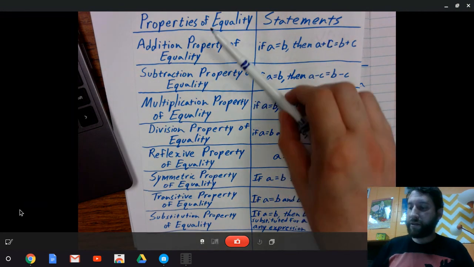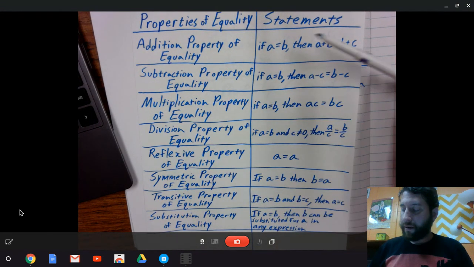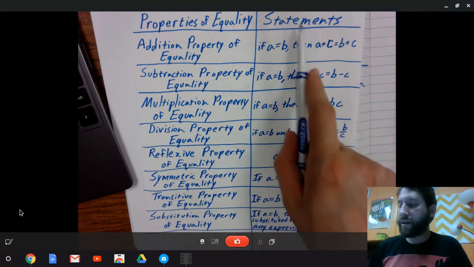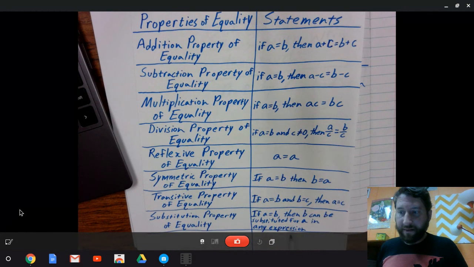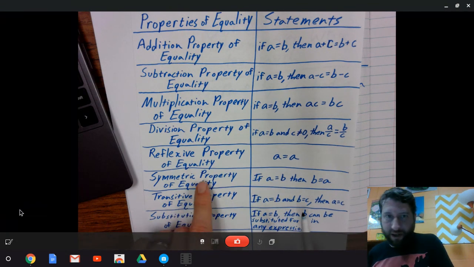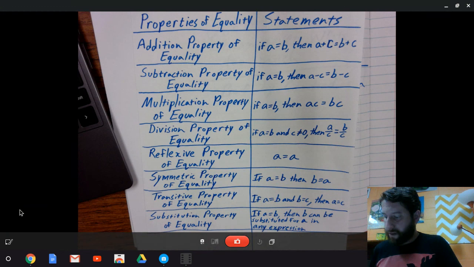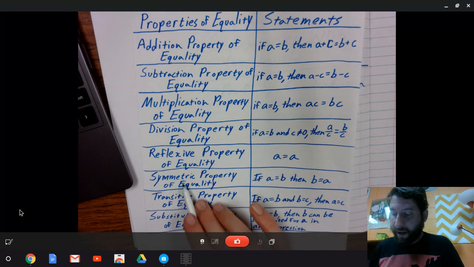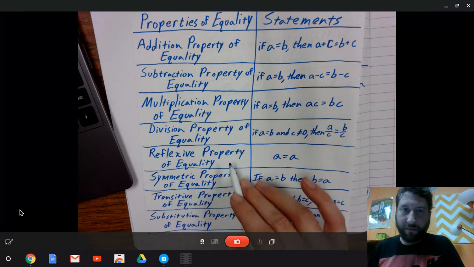So these are properties of equality. These are the kind of statements. So whenever you make a statement, you always need a reason. So whenever you make a statement like one of these, this other column is going to be your reasons. These are going to be your justifications. All right. So, if I say x equals y, well, then y equals x. Well, then I'm going to say symmetric property of equality. All right.